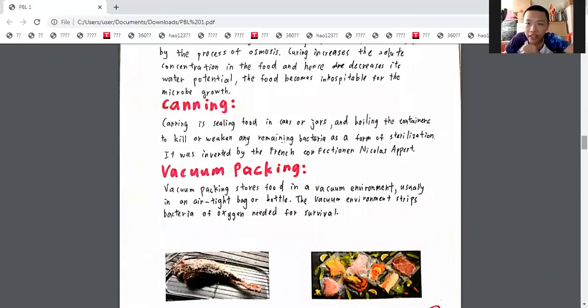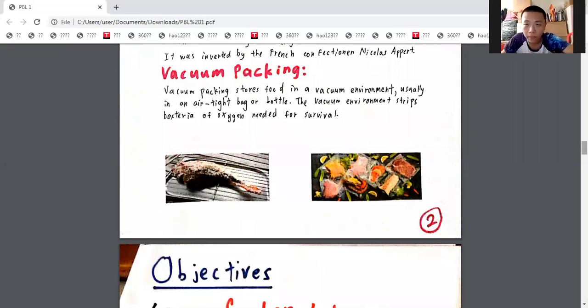Canning. Canning is sealing food in cans or jars and boiling the containers to kill or weaken any remaining bacteria as a form of sterilization. It was invented by the French confectioner Nicolas Appert. Vacuum packing. Vacuum packing stores food in a vacuum environment, usually in an airtight bag or bottle. The vacuum environment strips bacteria of oxygen needed for survival.